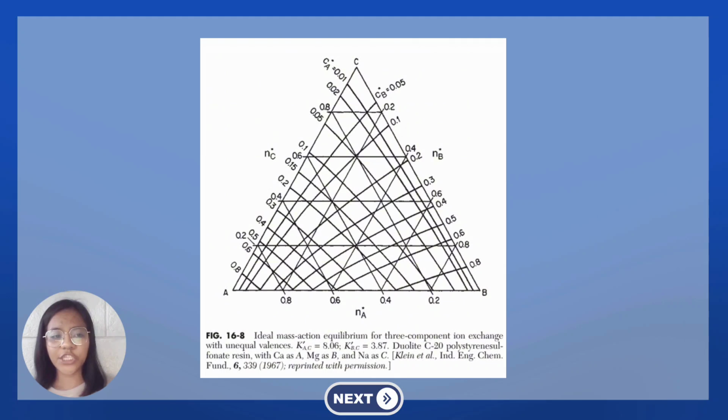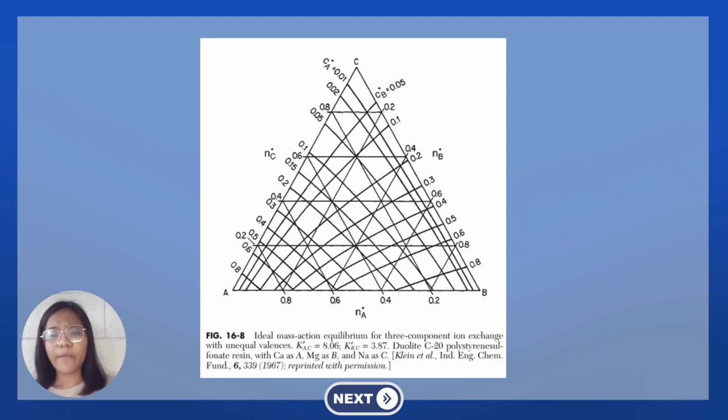Figure 16-8 shows the ideal mass action equilibrium for three-component ion exchange with unequal valences. Because an n-component system has n-1 independent concentrations, a three-component equilibrium can be plotted in a plane and a four-component equilibrium in a three-dimensional space. Figure 16-8 shows a triangular plot of C with the corresponding n coordinates.